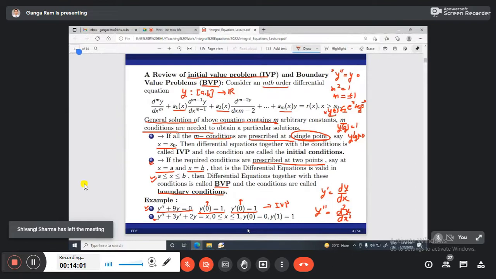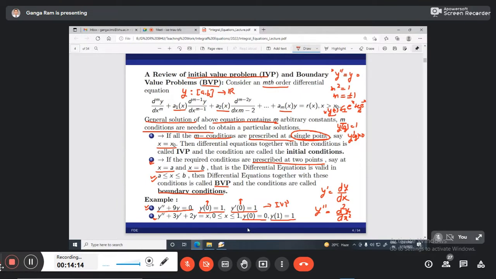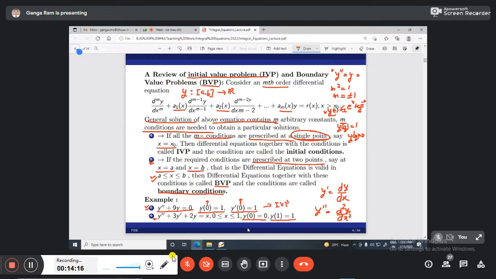Do you agree? In this case this is a second order differential equation, so to find the particular solution we need two conditions. This one is the first condition and this one is the second condition. The first condition is defined at 0 and the second condition is defined at 1. So 0 and 1 are distinct, meaning they are different. So this second order differential equation is a BVP, a boundary value problem.